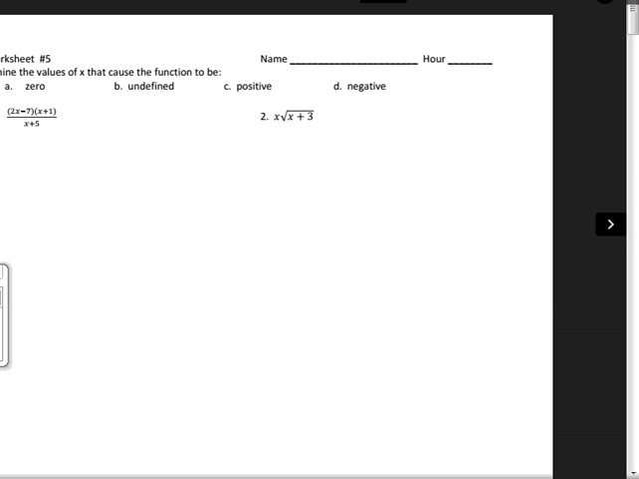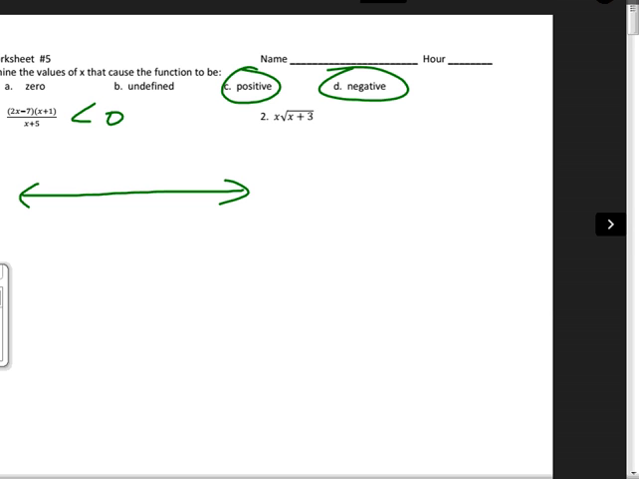It says determine the value of x that causes the function to be, and it's either 0, undefined, positive, or negative. All I would do if I were you is make yourself the same kind of number line that you did in the past. I know this thing doesn't say greater than 0, but do you get when they're asking if it's positive, they're asking if it's greater than 0? And if they're asking if it's negative, then they're asking if it's less than 0. See what I mean? So you still do it with the number line. That's probably the smart way, in my opinion.